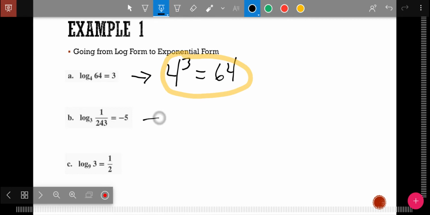So down here, log base 3. Log base 3 of 1 over 243 equals negative 5. So the base is 3. The exponent is negative 5. And then my answer is 1 over 243.